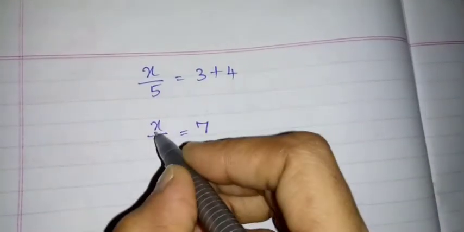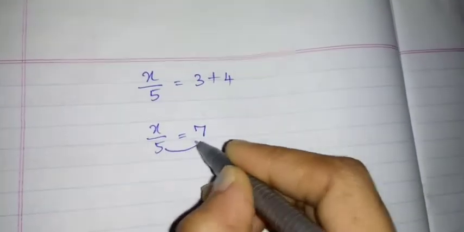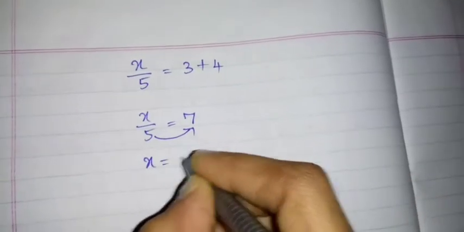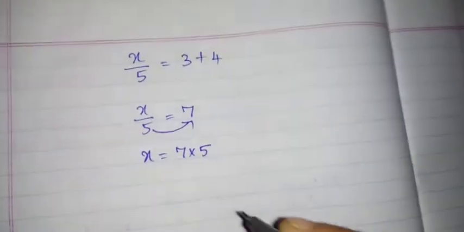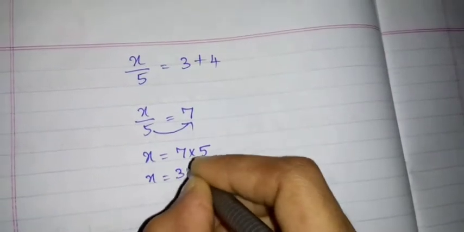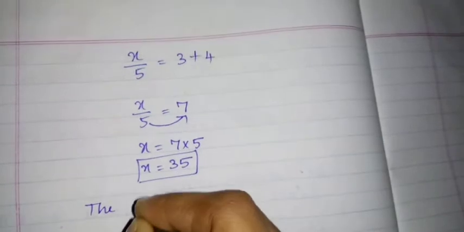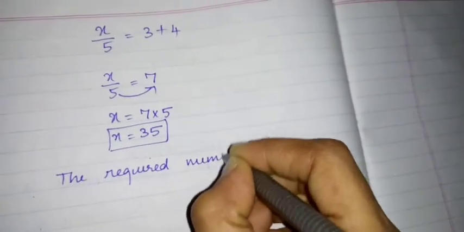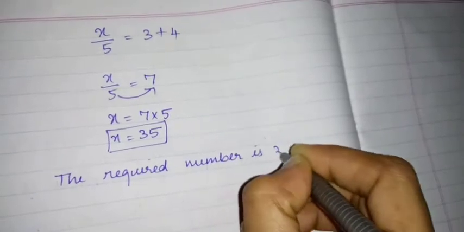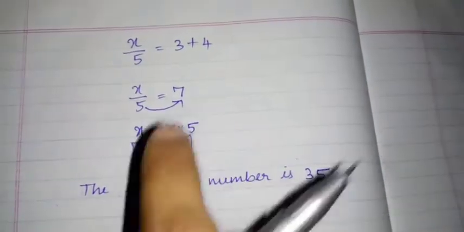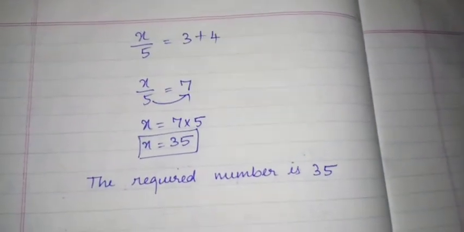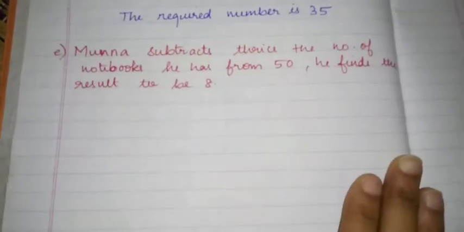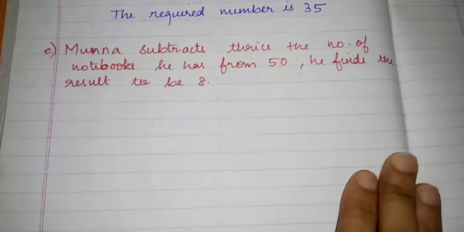Now I want only the value of x, so I am bringing this 5 to the other side. So x is equal to 7 into 5. So x is equal to 35. So what is the required number which I got? The required number is 35. Okay, so this is how you should find it, but step by step you should bring it to the other side. Okay children, next is your C and D problem, which is the homework.